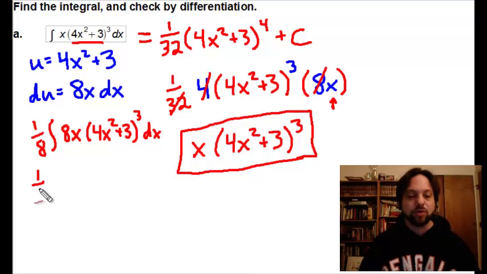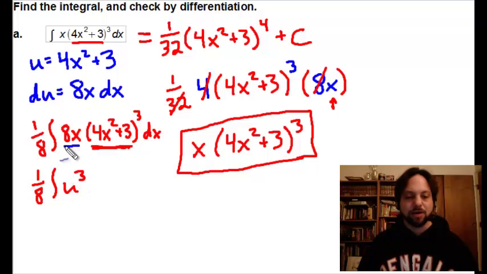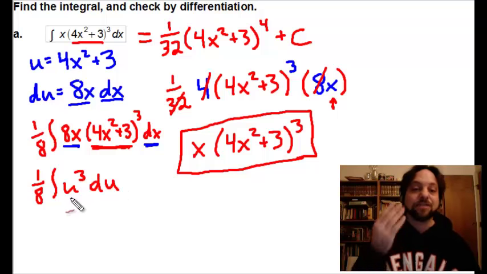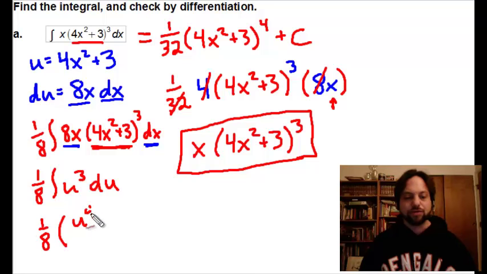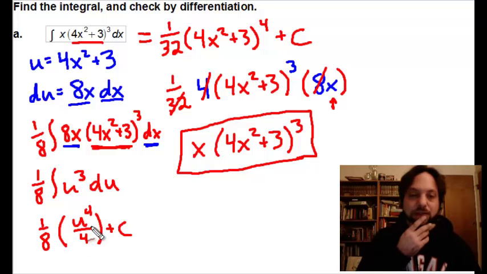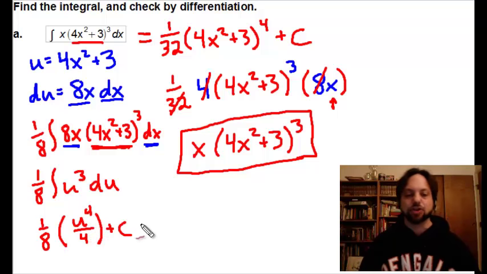The reason I've done that, of course, is so that now I can rewrite my integral as u to the third power. There's u to the third. And then right here, my 8x dx, well, that's du. So I can just actually substitute du in there. And now this is a very, very easy integral to do. I'll simply have 1/8, multiply that by, let's see here, u to the fourth over 4, and add my c. Now, I'm not really done because I don't want to leave this in terms of u.